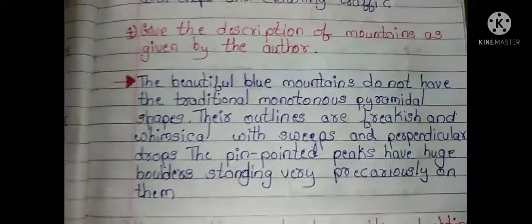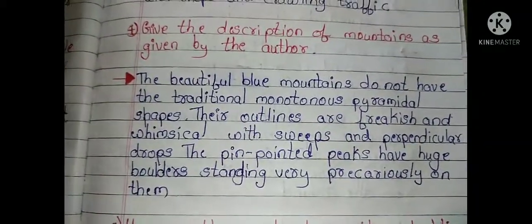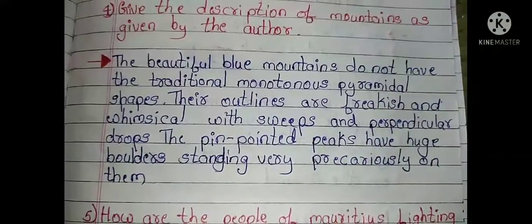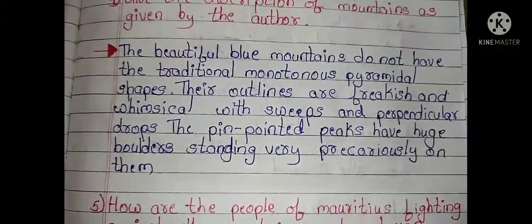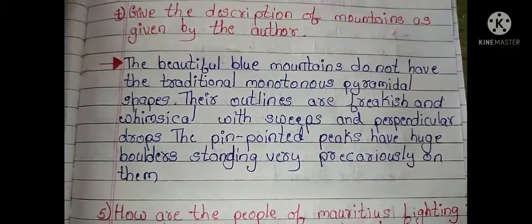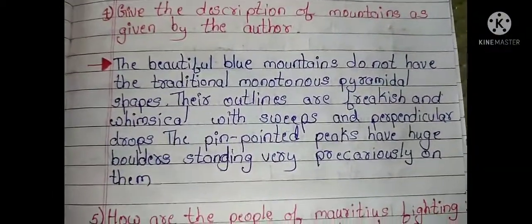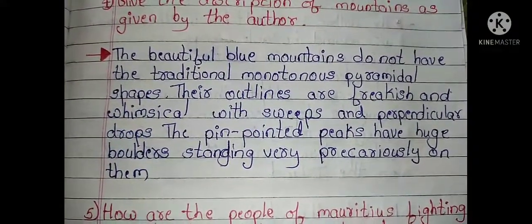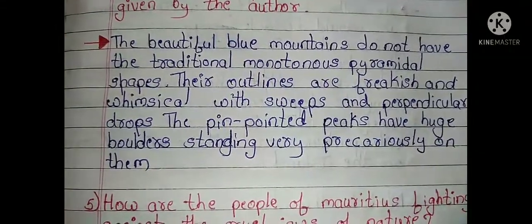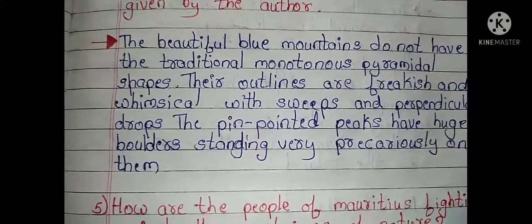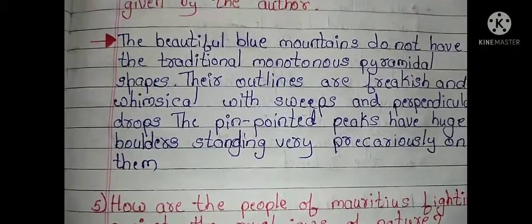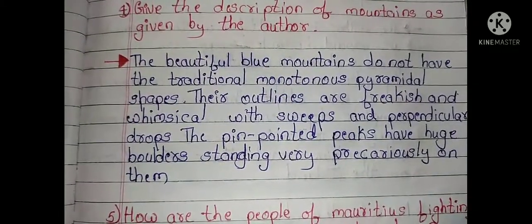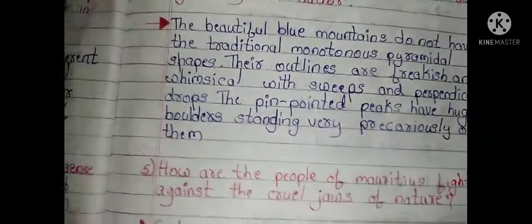Give the description of a mountain as given by the author. The beautiful blue mountains do not have the traditional monotonous pyramidal shape. Their outlines are freakish and vivid with steeps and perpendicular drops. The pinpointed peaks have huge boulders standing very furiously on them.